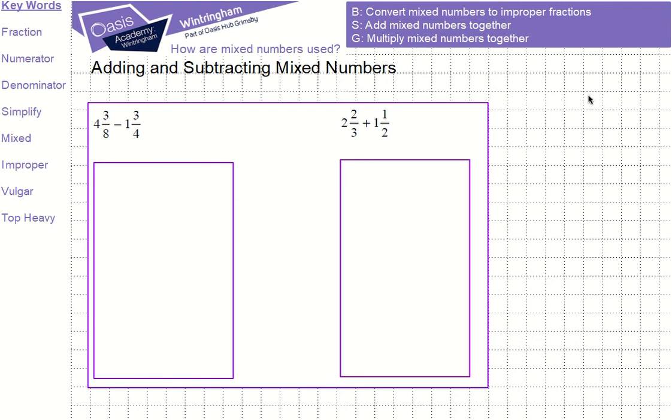Okay, so the first situation that we're going to look at is subtracting mixed numbers. So we can see here we've got 4 wholes and 3/8, take away 1 whole and 3/4. The second example we're going to look at is adding these. So a similar process, but one of them is going to be take away and one of them is going to be add.